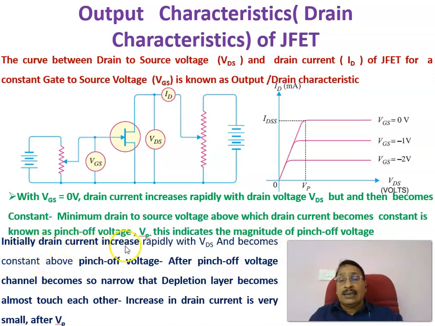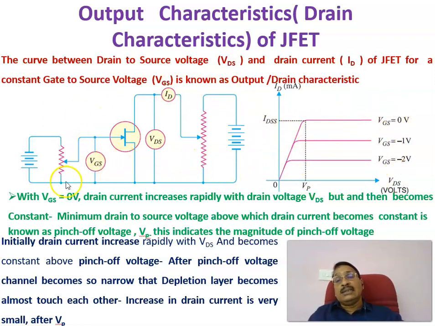Initially the drain current increases rapidly with VDS, increasing linearly, and it becomes constant above the pinch off voltage. After the pinch off voltage, the channel becomes so narrow that the depletion layers almost touch each other, and the resistance increases, so the drain current will become small after that. Therefore, this is the plot of the drain characteristics as VGS is changing for an N channel JFET.